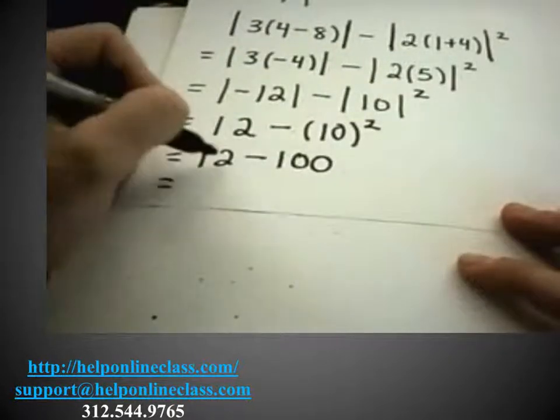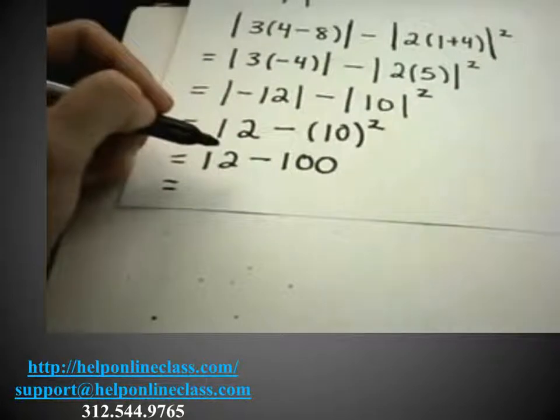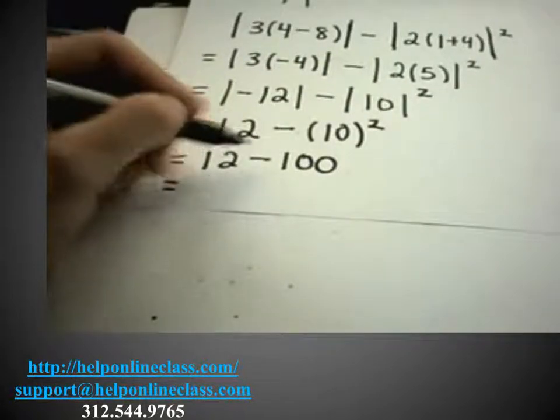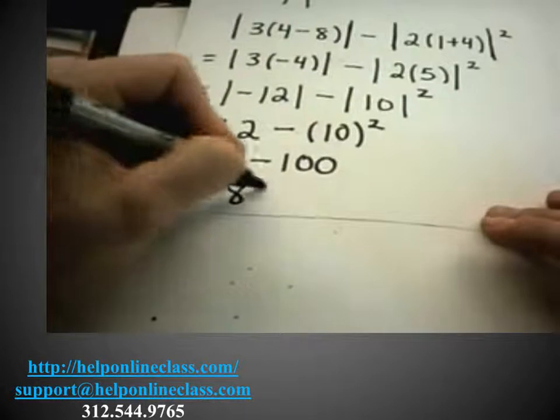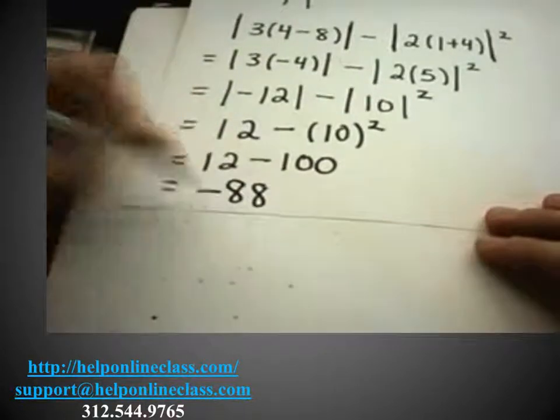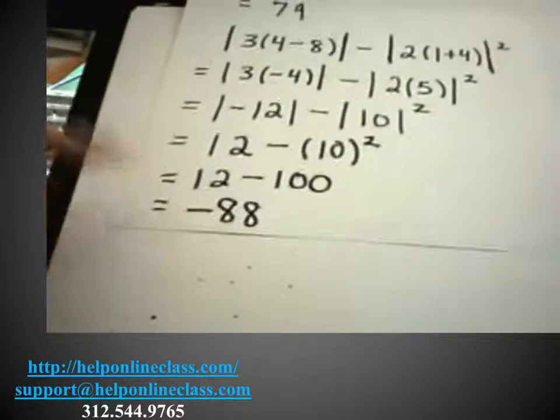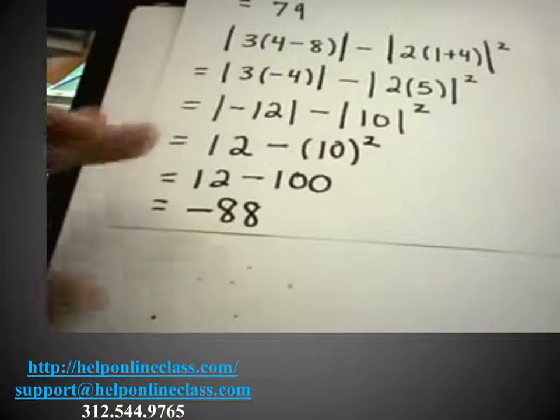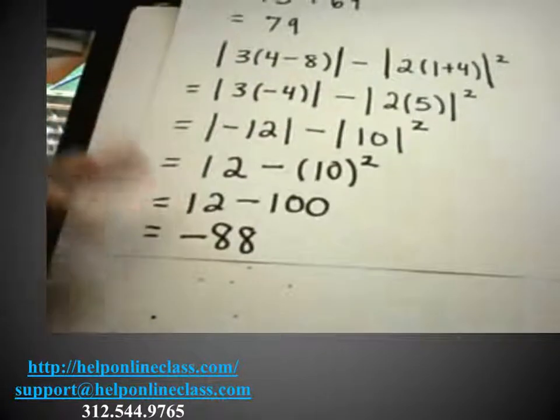And now in this case I get 12 minus 100. What is that? I think about it as being 100 minus 12, which is 88. But since it's 12 minus 100, I'll get negative 88 as my solution. And that's all there is to it.